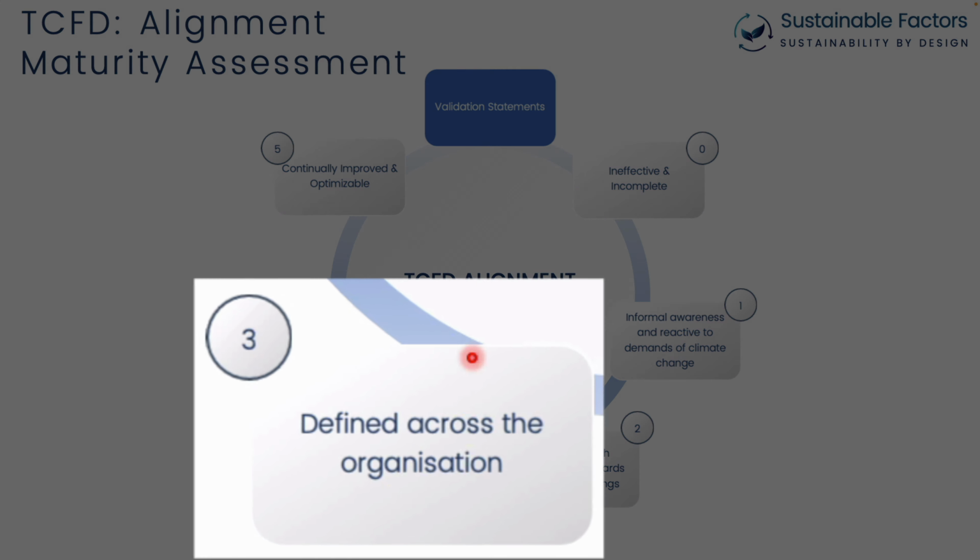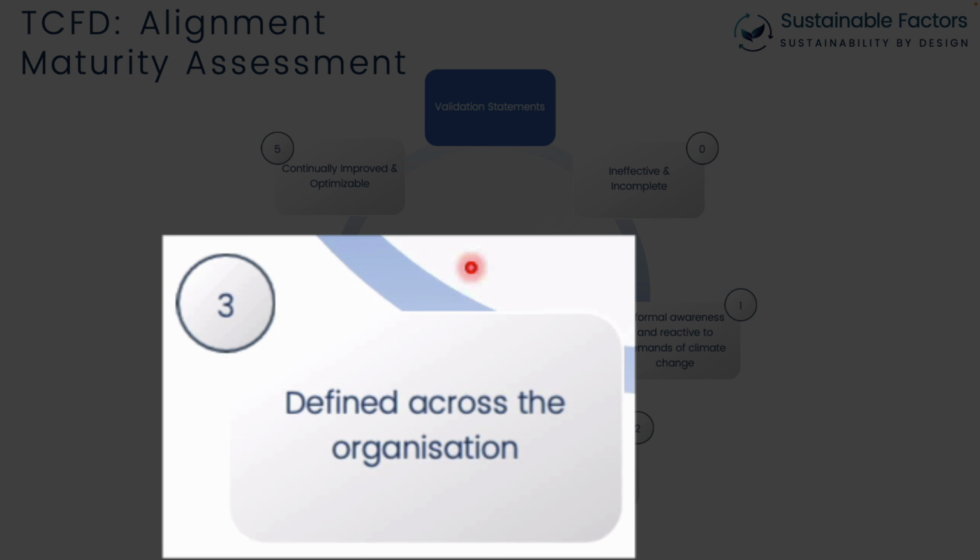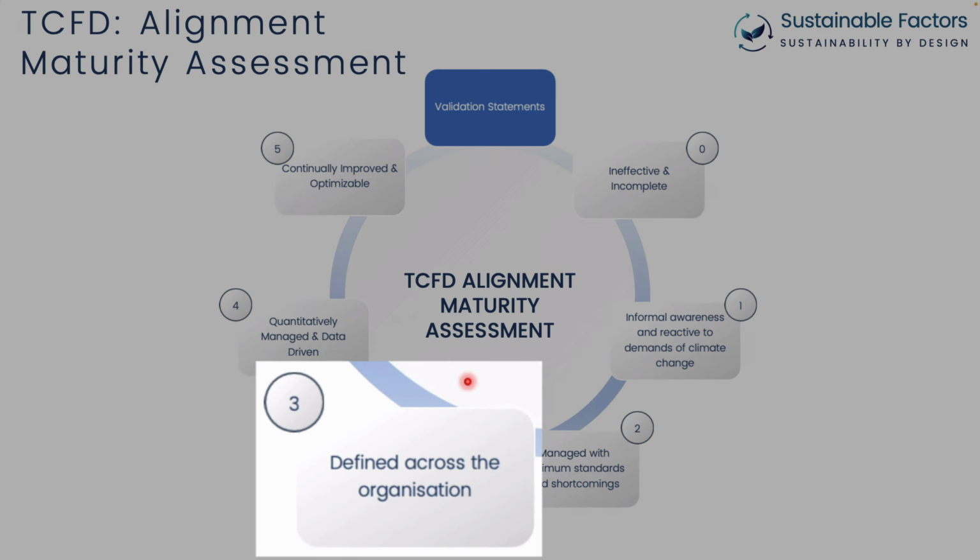Level 3 is where I would expect you to be as a large cap organization. This is where you confirm against a statement that tells me that you have an organization-wide defined process, and you proactively address the issues relating to a particular validation statement.